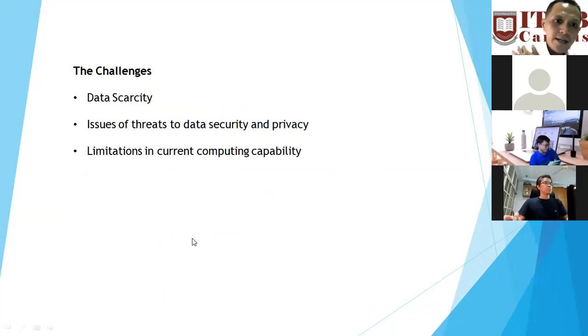And then going to the last one, which is the challenges. The challenge here is going to be like data scarcity. Maybe data is everywhere. How are you going to manage it? Basically, data will be everywhere. You will have a lot of data spending.